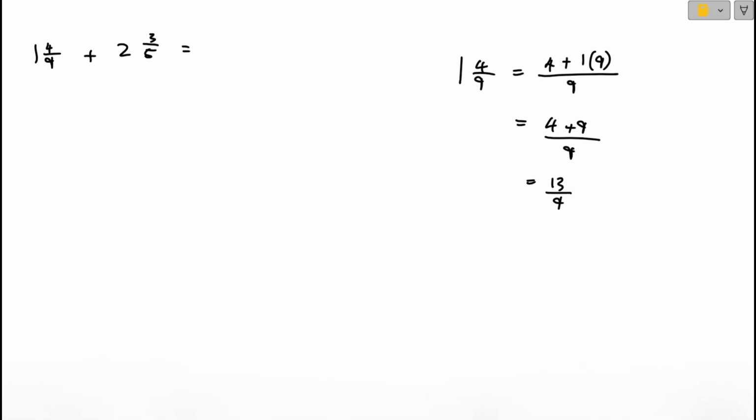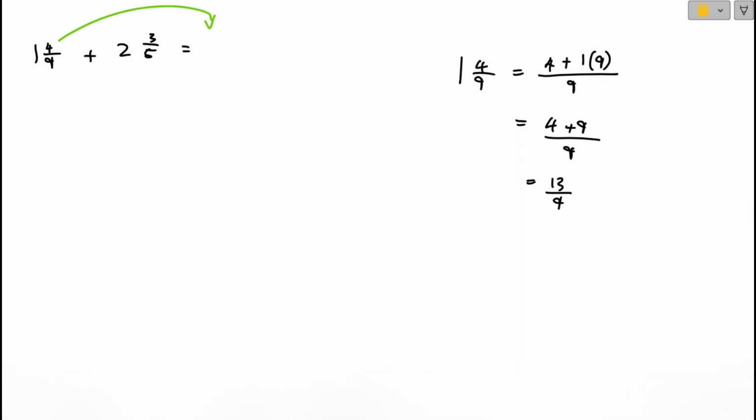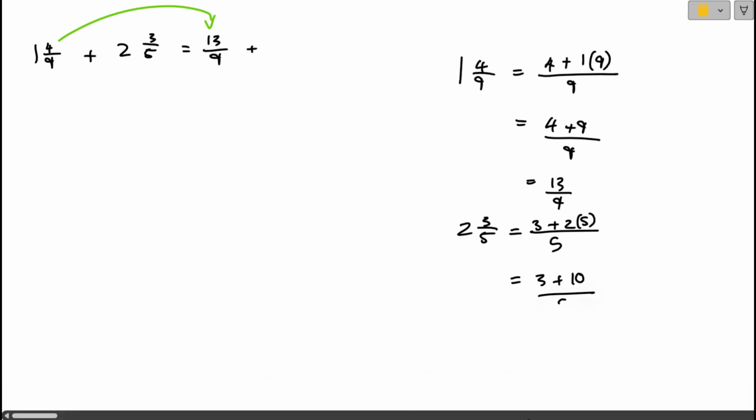Okay, let me go ahead and write this mixed number over here into its improper fraction. Okay, let's have a look at 2 with 3 over 5. So I'll have 3 plus 2 times the denominator's value over 5. 3 plus 2 times 5 is 10. Okay, and 3 plus 10 will give us 13 over 5. Okay, cool. So we have 13 over 5.